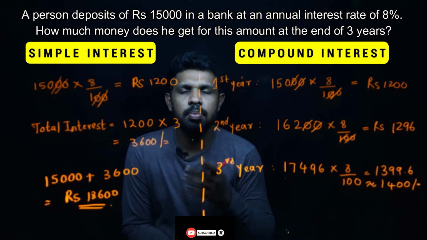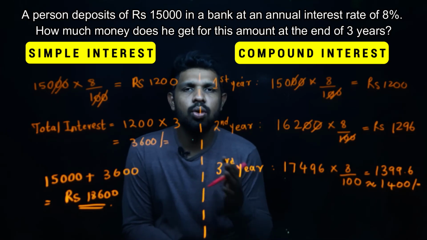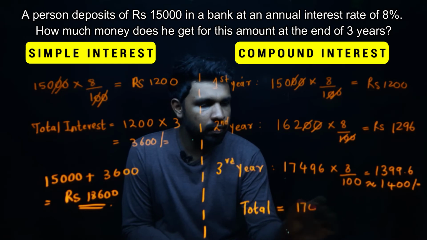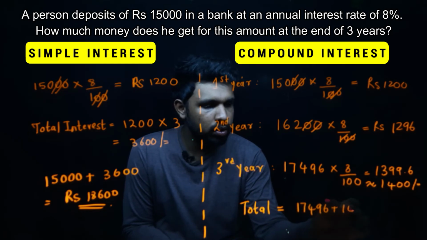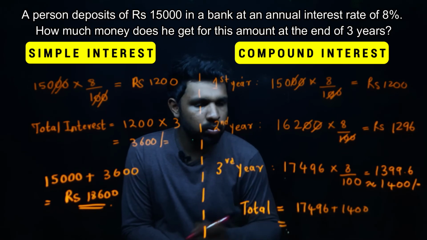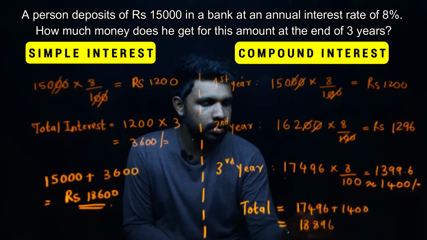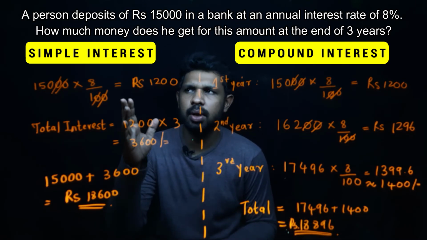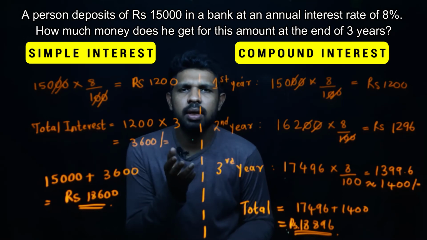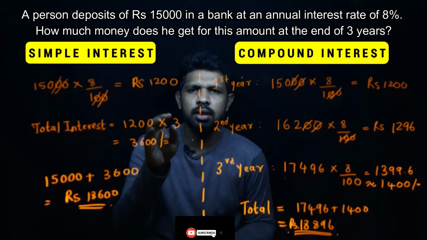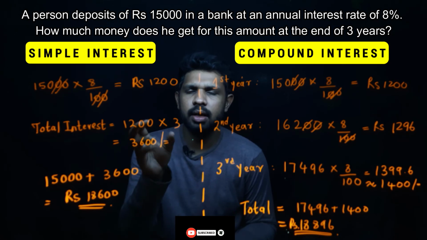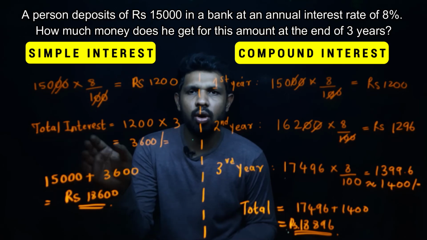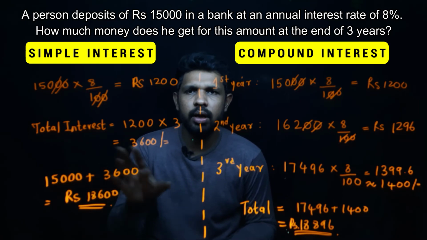So at the end of 3 years, the person who deposited 15,000 will have a total of 17,496 plus 1400, which is equal to 18,896. So hope you all understood the difference between simple interest and compound interest. In the simple interest scheme, the interest is calculated once. Based on the number of years, we multiply the interest, and once we get the total interest, we add that to the amount invested or borrowed, then we get the total amount at the end of the number of years.